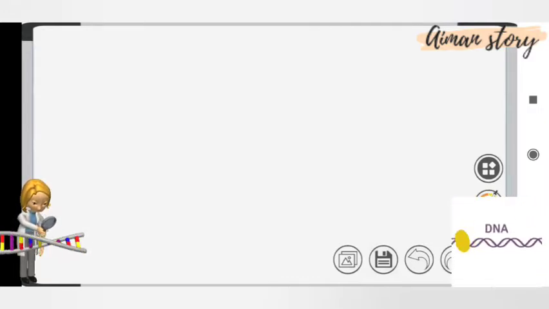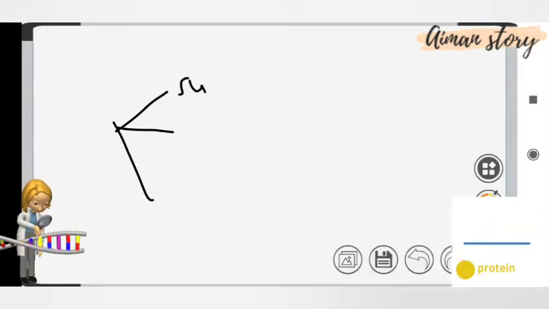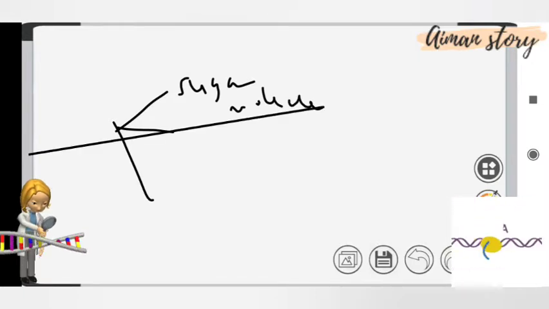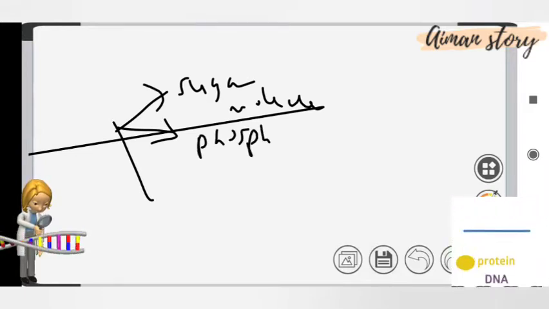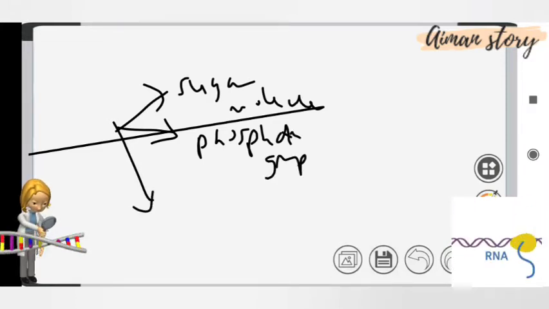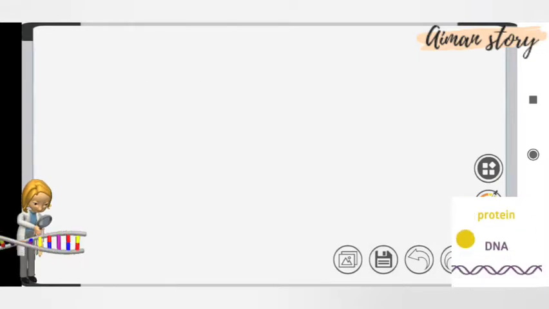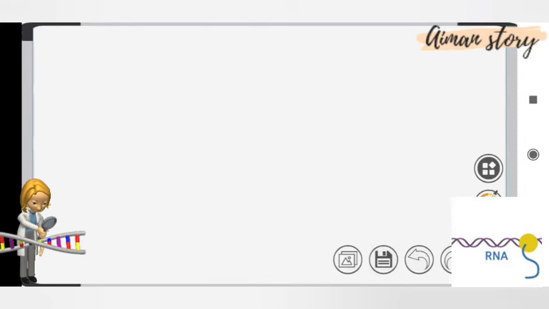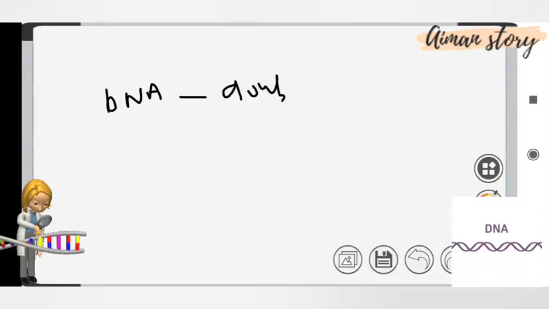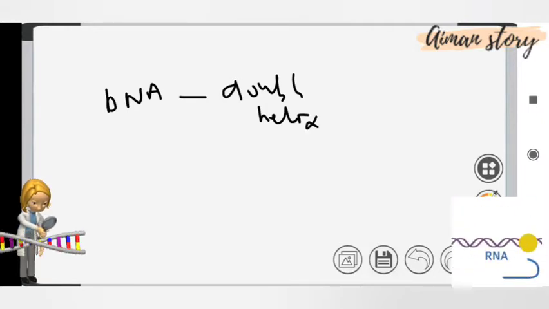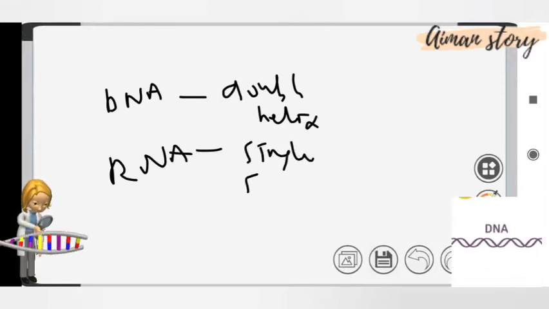Generally, DNA and RNA each consist of three components. One is a sugar molecule, the second is a phosphate group, and the third is a nitrogenous base. The form of DNA is a double helix structure, whereas RNA is a single strand only, not a double helix.